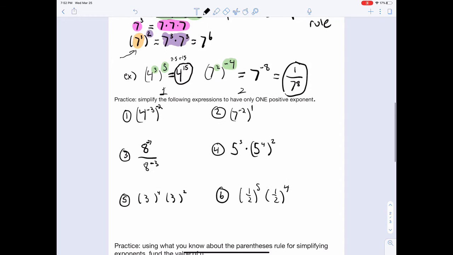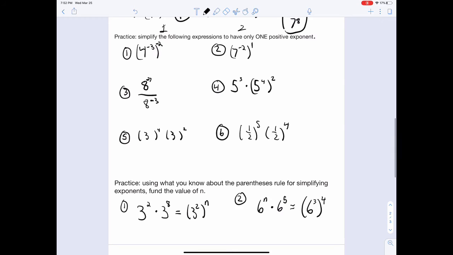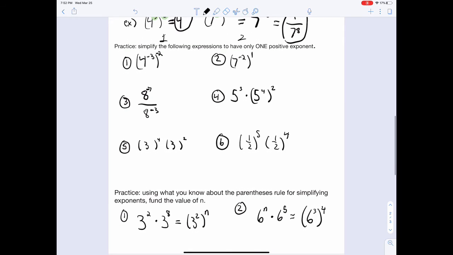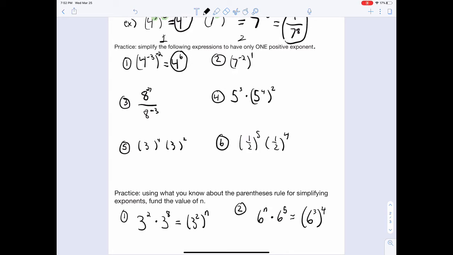So go ahead, try 1, 2, 3, 4, 5, 6, and then 1, 2 on the bottom there. These are a little tricky, so be sure to listen to my explanation if you're not getting these correct. So pause the video and resume it when you're ready to see the answers. You're going to have one positive exponent. So for this one, we have parentheses, so we have negative 3 and negative 2, so we're just going to multiply those. Negative 3 times negative 2 is going to make a positive 6, and that's our simplified version.